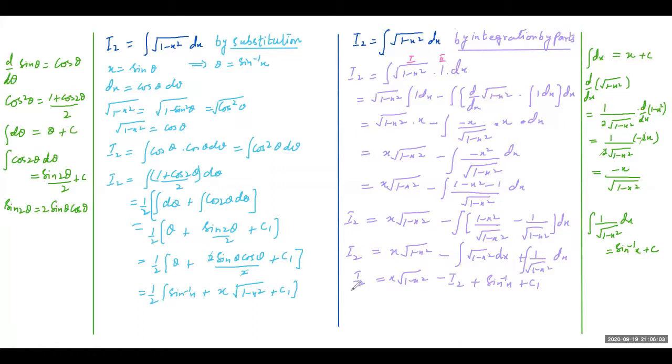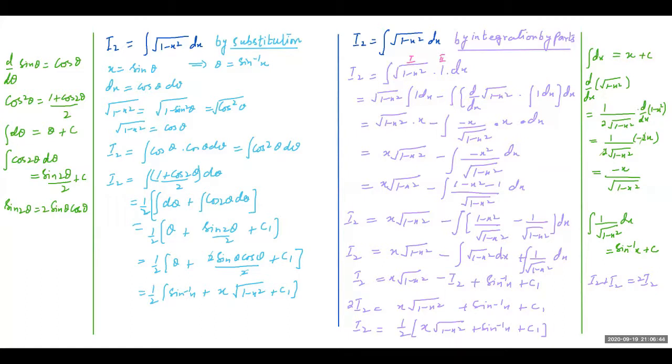Bring this I2 towards this side, and on this side you will have I2 plus I2. When this I2 comes to this side, you get this, which is equal to 2 times I2. So I'm writing it as 2 times I2 is equal to x into square root of 1 minus x square plus sine inverse x plus c1. And now you can evaluate I2 is equal to 1 by 2, inside the bracket we have x into square root of 1 minus x square plus sine inverse x plus c1. Now compare the two results. You can see we get the same result from both the integrals.